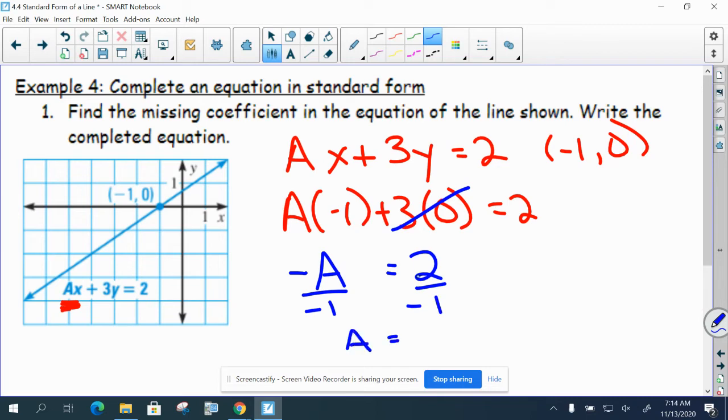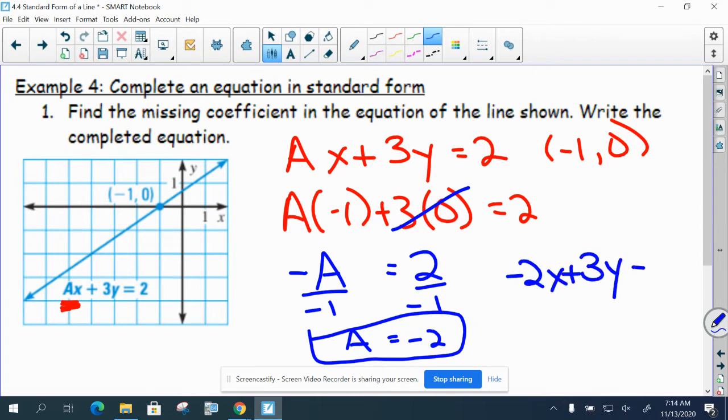So then 2 divided by -1 would be -2. So that would be the missing coefficient, and then you would rewrite the equation as -2x plus 3y equals 2. Now that you know what a is.